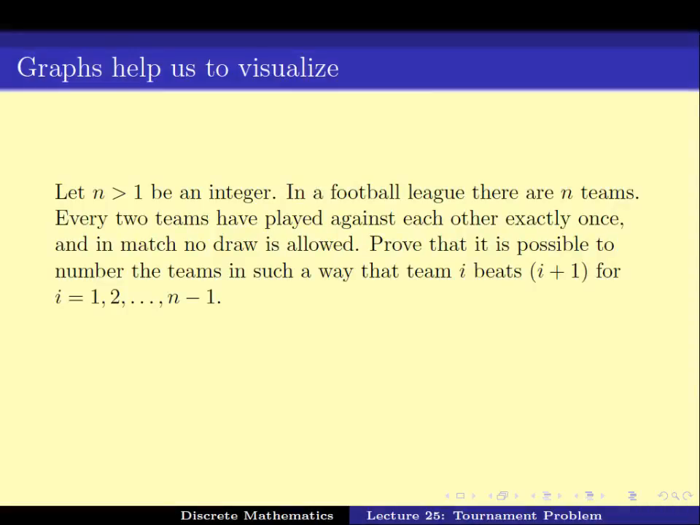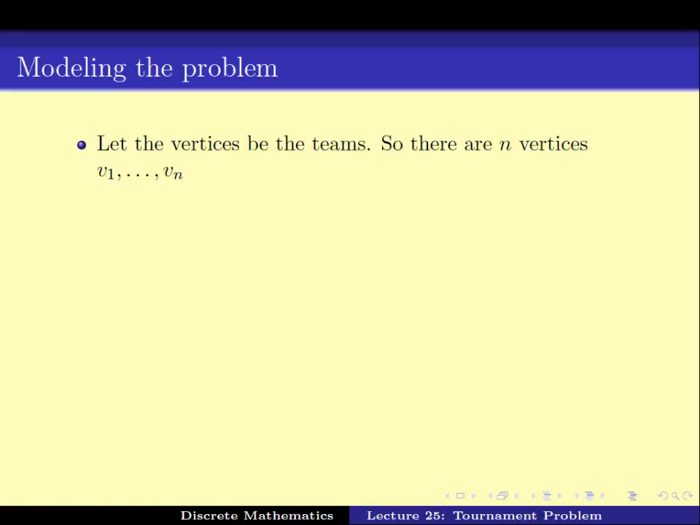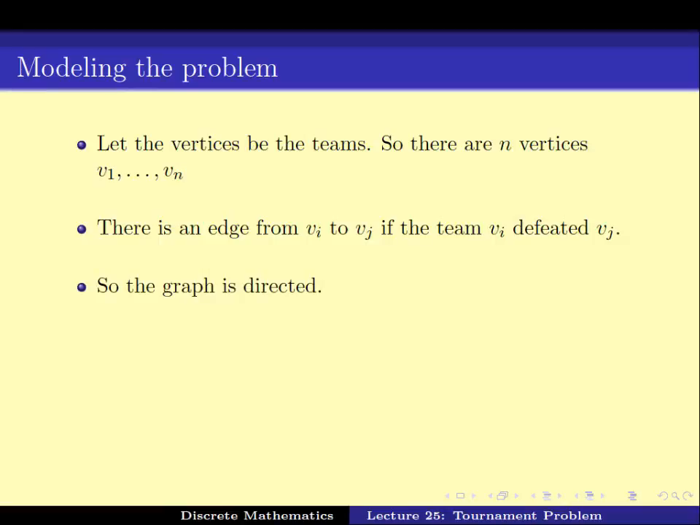Now, coming back to the problem that we have, we basically looked at this problem and converted it into a problem in graph theory. How? We considered the n vertices V1 to Vn as the teams. And we drew an edge from Vi to Vj if team Vi defeated team Vj. If Vi defeated Vj, then Vj does not defeat Vi because they play only one game between them, which means that the graph is directed.